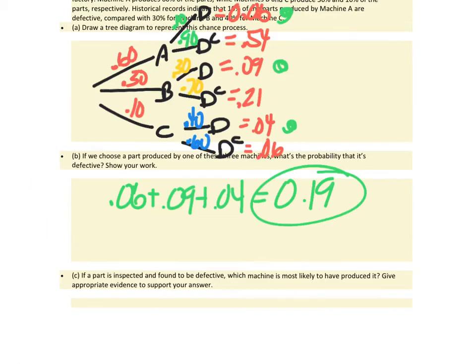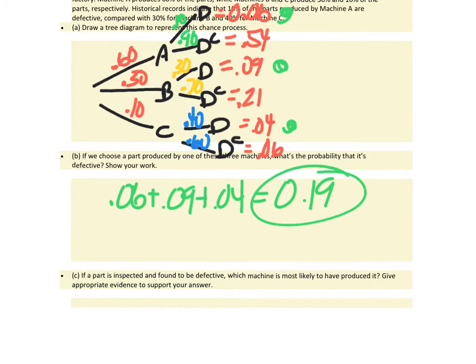Question C. If a part is inspected and found to be defective, which machine is most likely to have produced it, given appropriate evidence for this? So the easiest way to do this is to actually compute 3 different conditional probabilities. Again, if a part is inspected and it's found to be defective, so we're going in assuming that this thing has been defective.